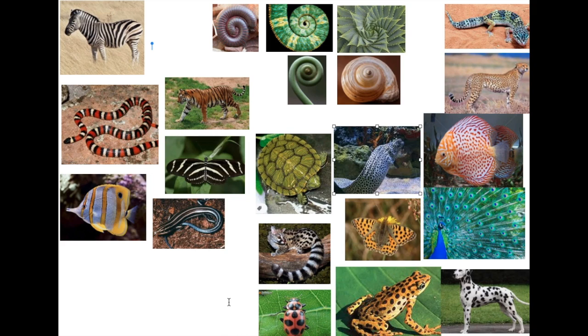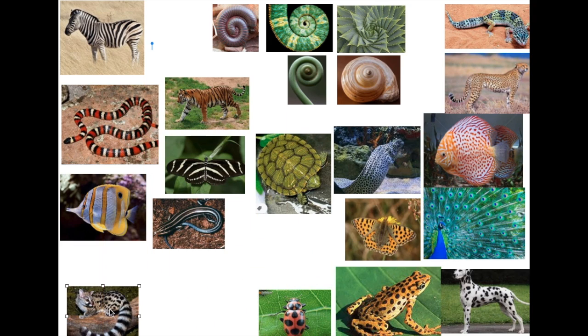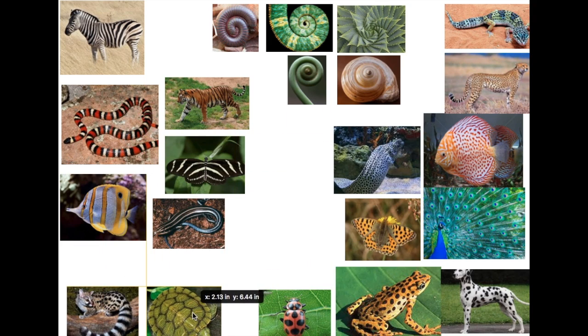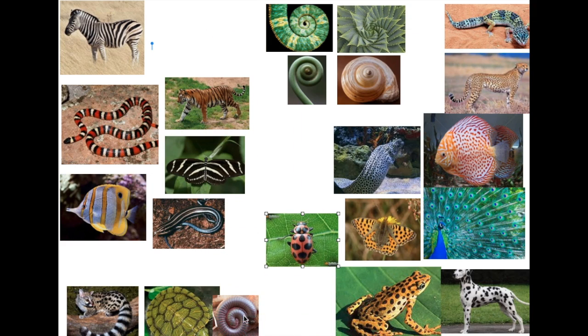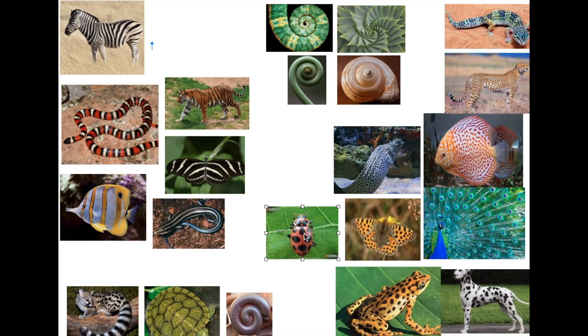Or maybe you could make a group that has more than one pattern, like this lemur and the turtle and this little wormy insect could be a group because they have a couple patterns going on. They have stripes and spots and spirals. So think about different ways that you can sort animals or stuffies at your house and share with us the way that you sorted your animals or stuffies.